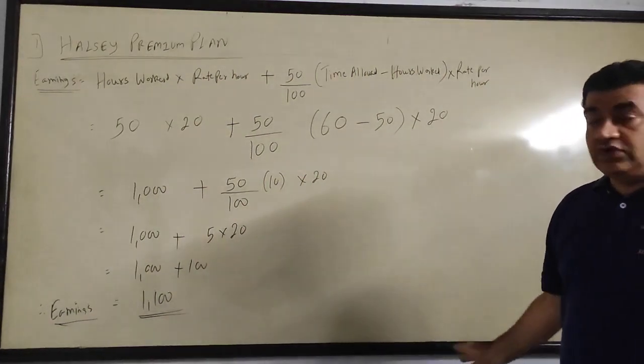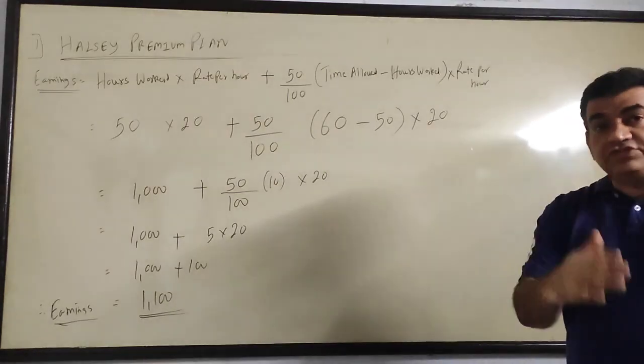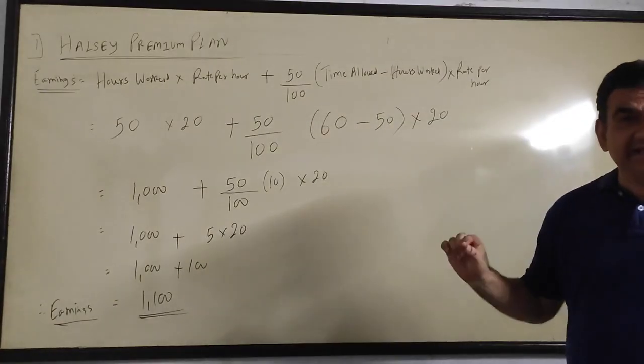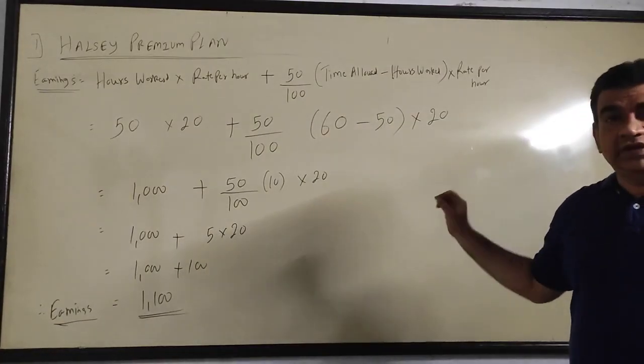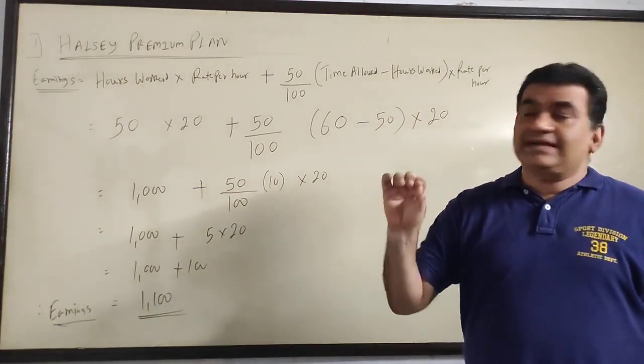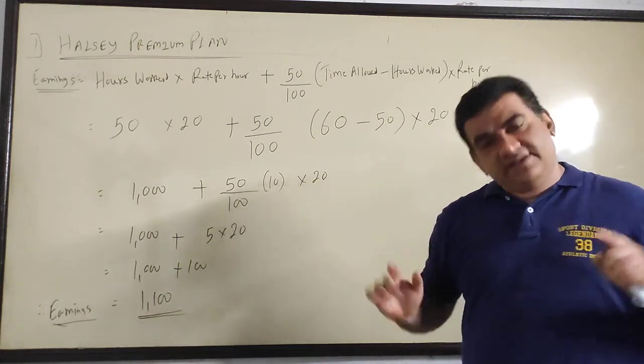I'll just pause the video, I'll take the picture, and I'll be back with the second plan in this video only, that is Rowan. So one basic sum on Halsey, one basic sum on Rowan, and from the next class onwards, we will focus in a bit more detail on both the plans. Today we are just focusing on the basics. Okay, I'll just be back.